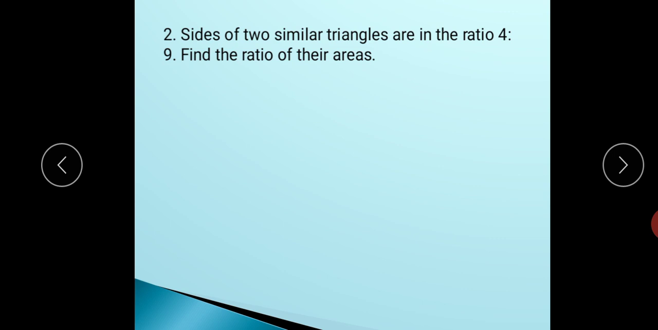Sides of two similar triangles are in the ratio 4:9. Please take care here, 9 is gone on the next line. It is 4:9. Find the ratio of the areas.